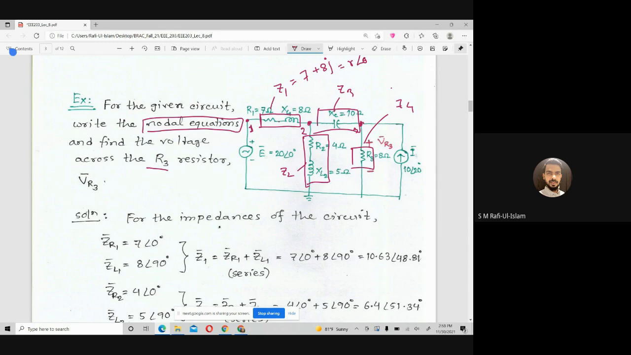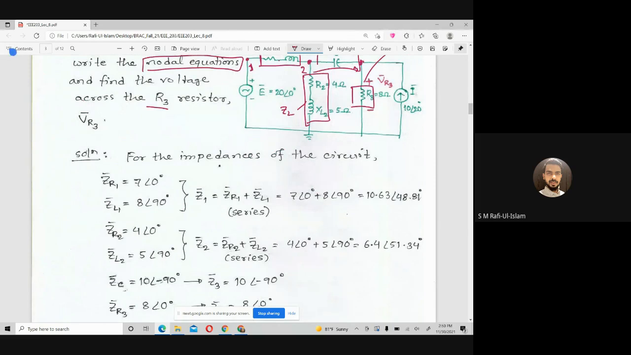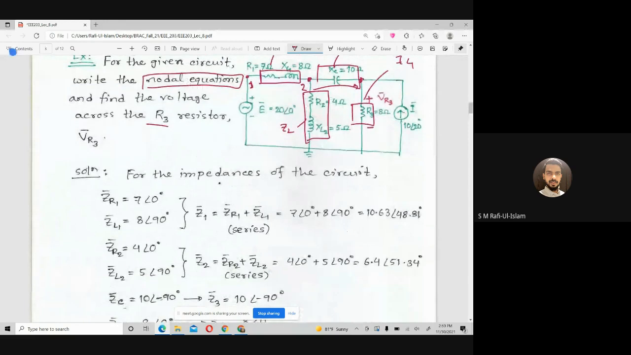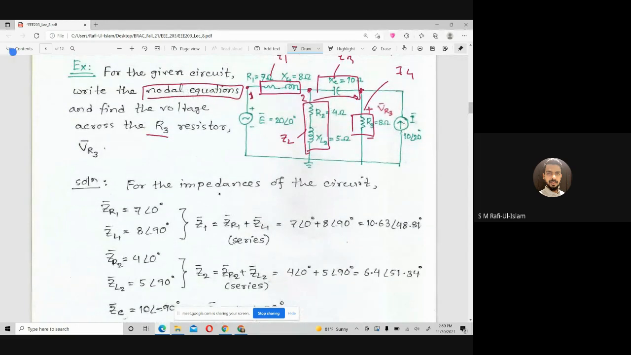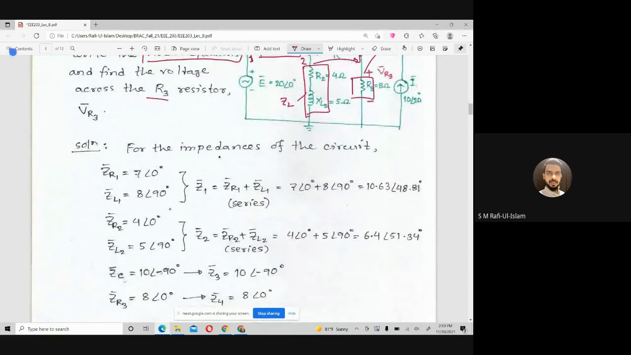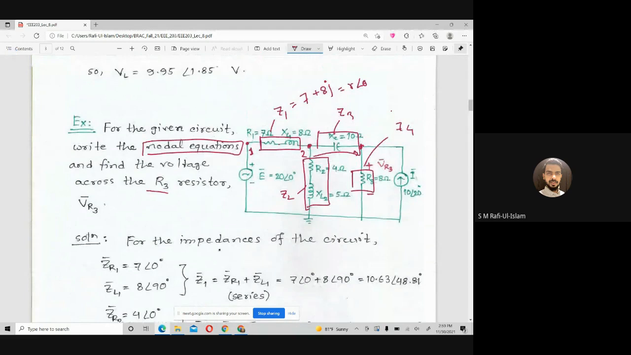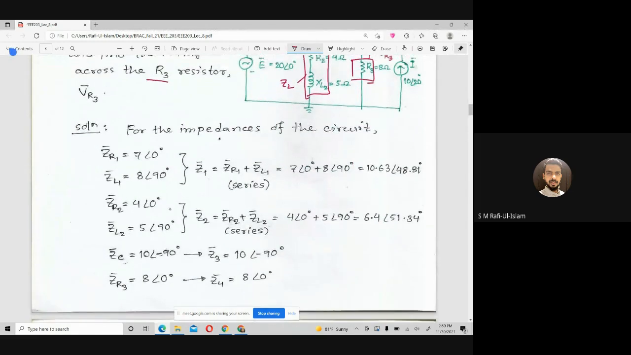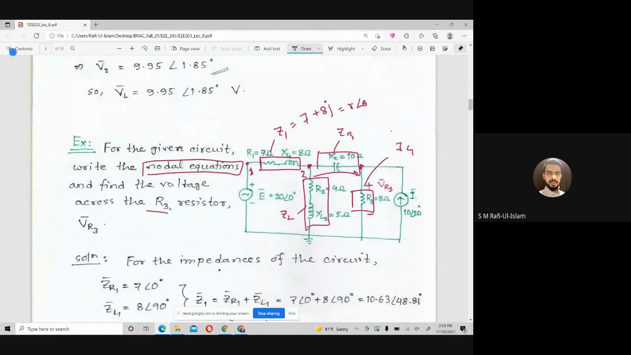Probably not. So similarly for Z2 and Z3, what we have to do is already given. The diagram is written here. So let's say ZR1, ZL1, then these two are in series. So we'll get 7 plus 8j, and if I perform the phasor format, then we'll get this one. Some people may write it like this, 7 plus 8j, then convert it to phasor format. Otherwise, you can write the phasor format from the beginning.